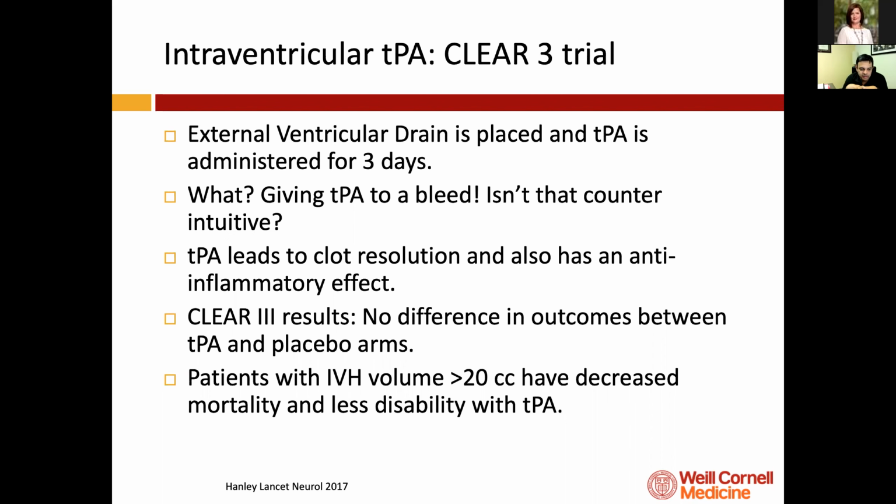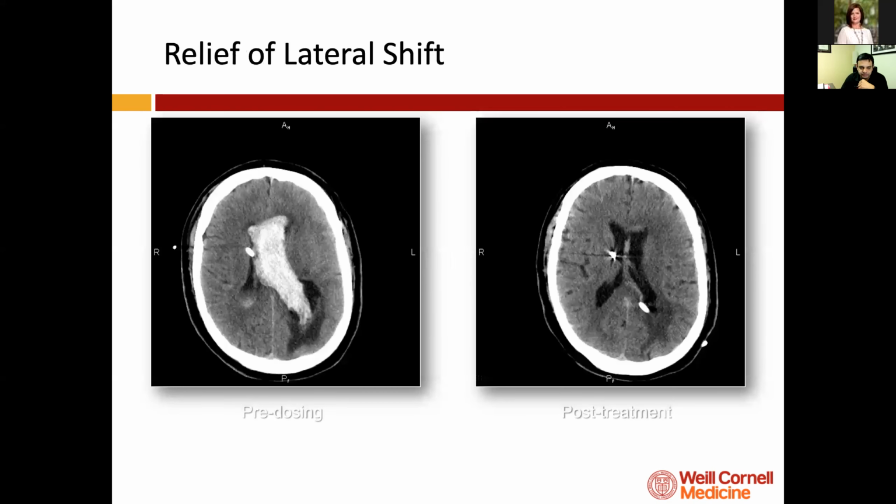Unfortunately, there was a big clinical trial called CLEAR 3, which showed that it doesn't really improve patient outcomes or functional disability. But clearly, we do it when patients have high ICP crises, and sometimes to improve flow and decrease their chances of requiring permanent VP shunts later on.